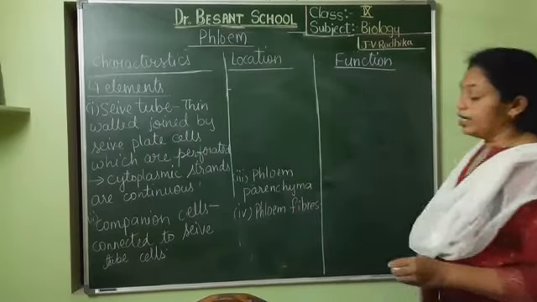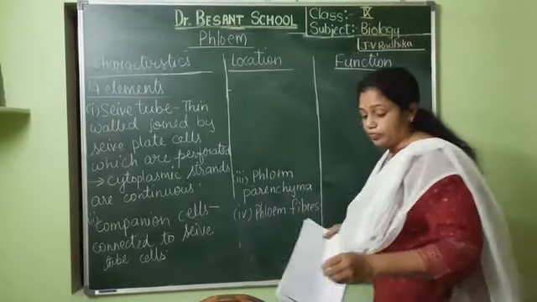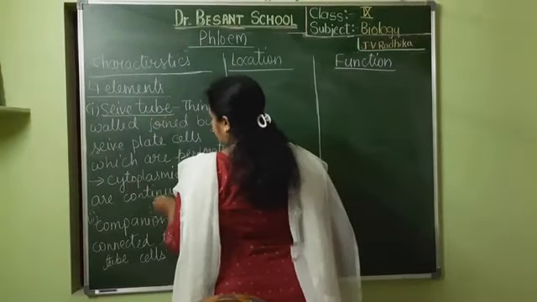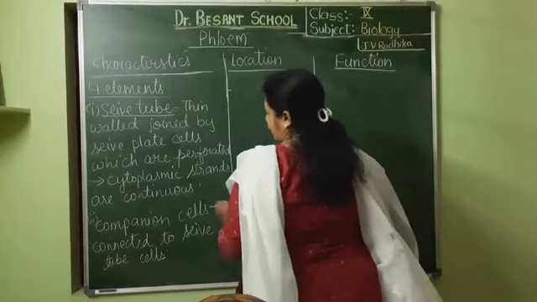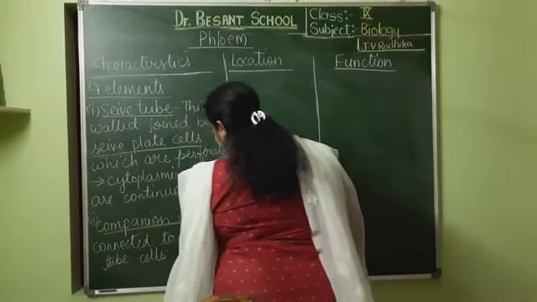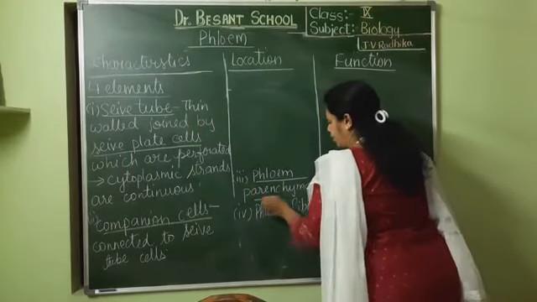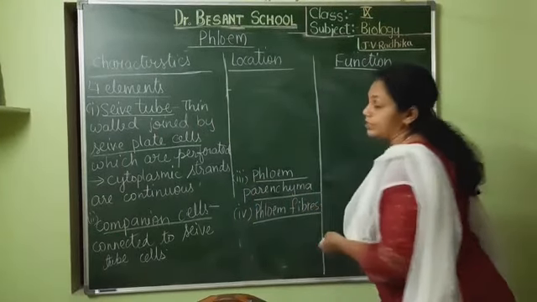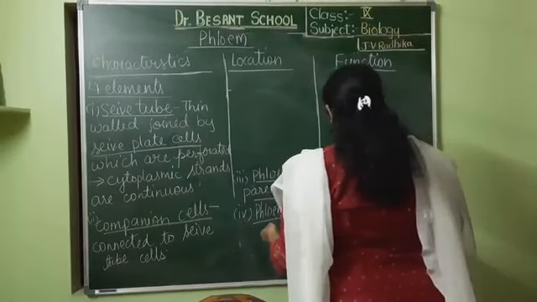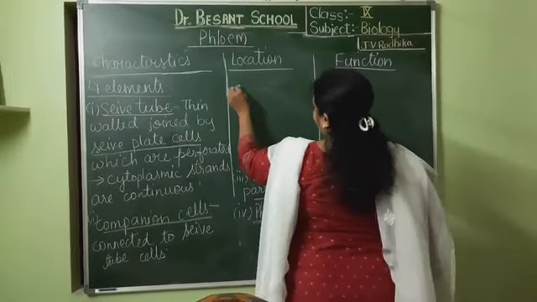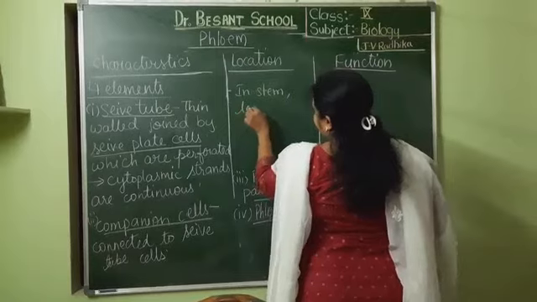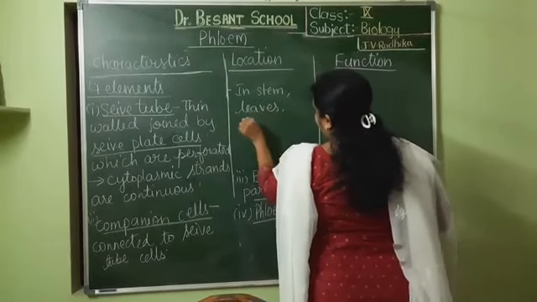So these are the different types of elements that are present. What are those? They are sieve tubes. Attached to the sieve tubes are the sieve plate cells. And then we have the companion cells, phloem parenchyma and phloem fibers. And these are also present in the stem, leaves and roots.